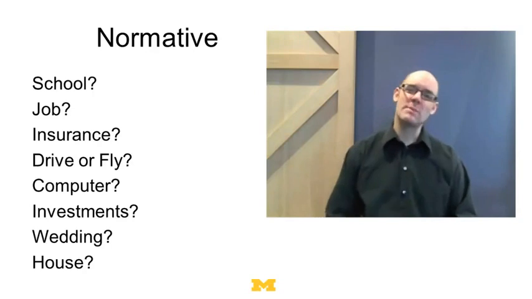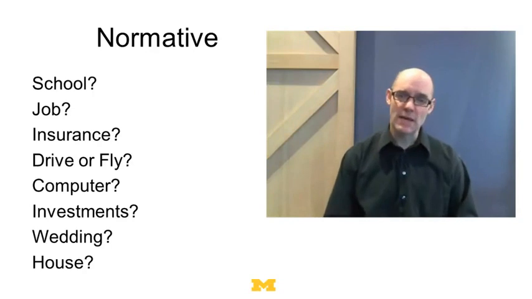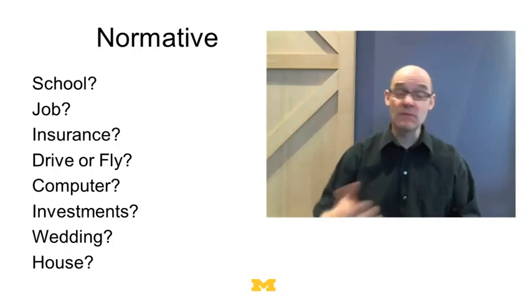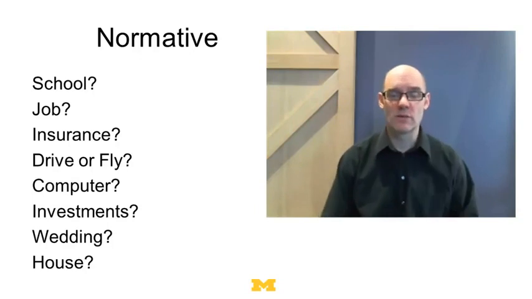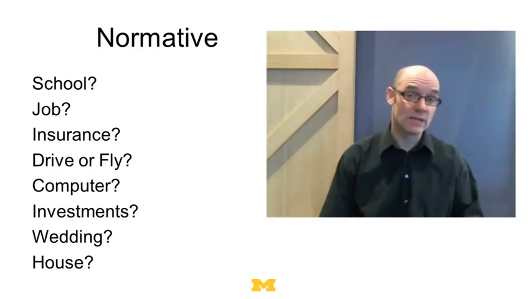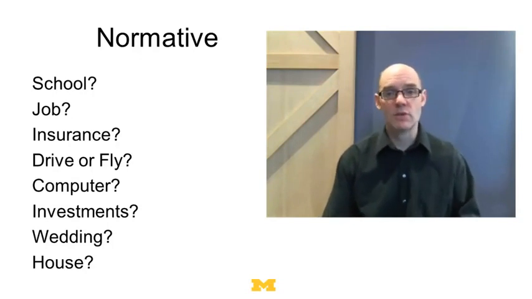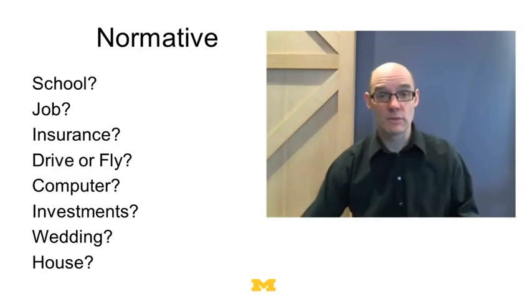So what do I mean by normatively using a model? Well, think about it. You've got all these choices to make: whether to go to school, what investments to make, what job to take, even whether you should drive or fly somewhere. There's a whole bunch of choices you have to make, and these can be difficult. There can be lots of dimensions to them, and they can be made under uncertainty. So these models will help you make better choices. Which house should you buy? Should you have your wedding inside or outside? All these sorts of choices, you can use these models to help you make better ones.